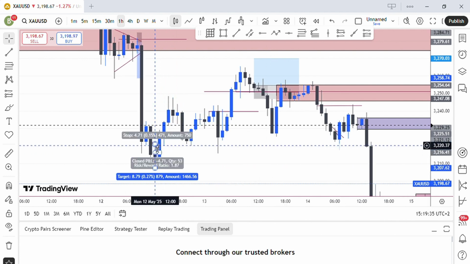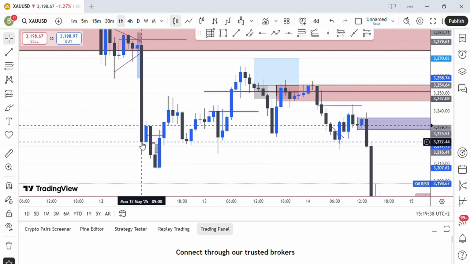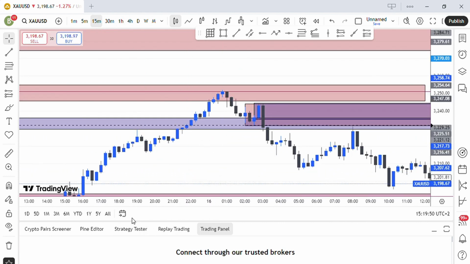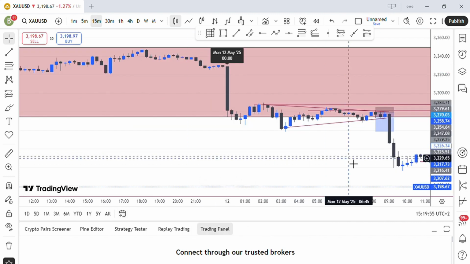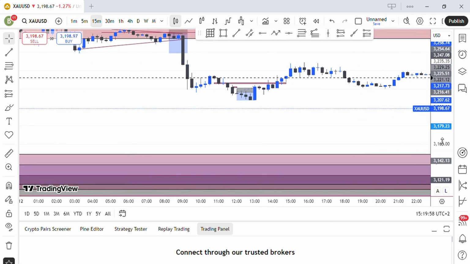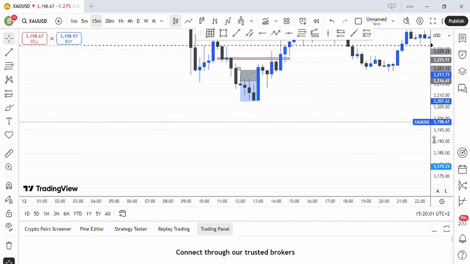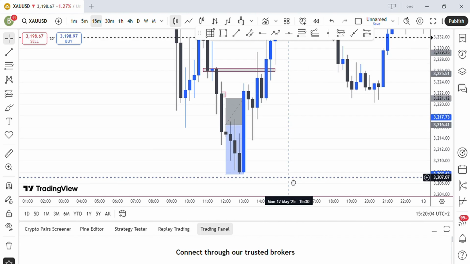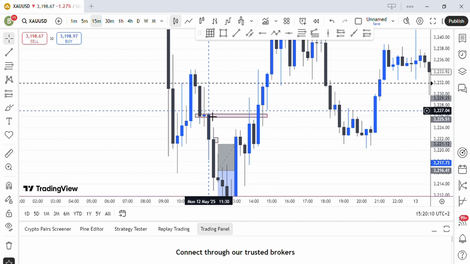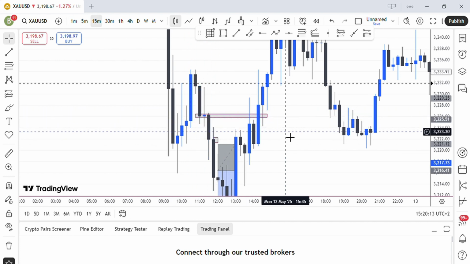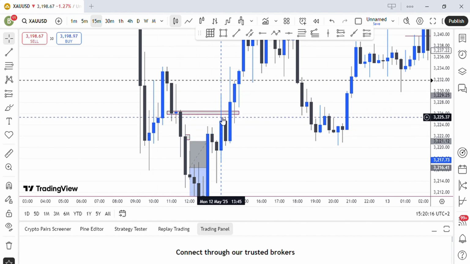So as you can see, there is this level here, this V level. I'm not gonna draw it, but you can see that it's a V level there. So if you scale down to the 15-minute, you'll see that on the 15-minute it's also a V level, and then there's an A level. So that's why I marked it out like this. So that's the area I was looking to sell from.